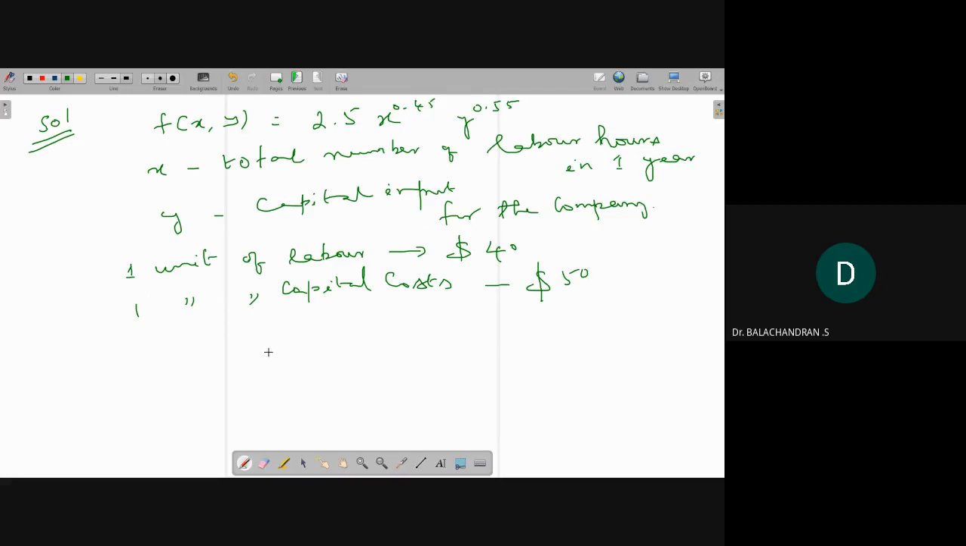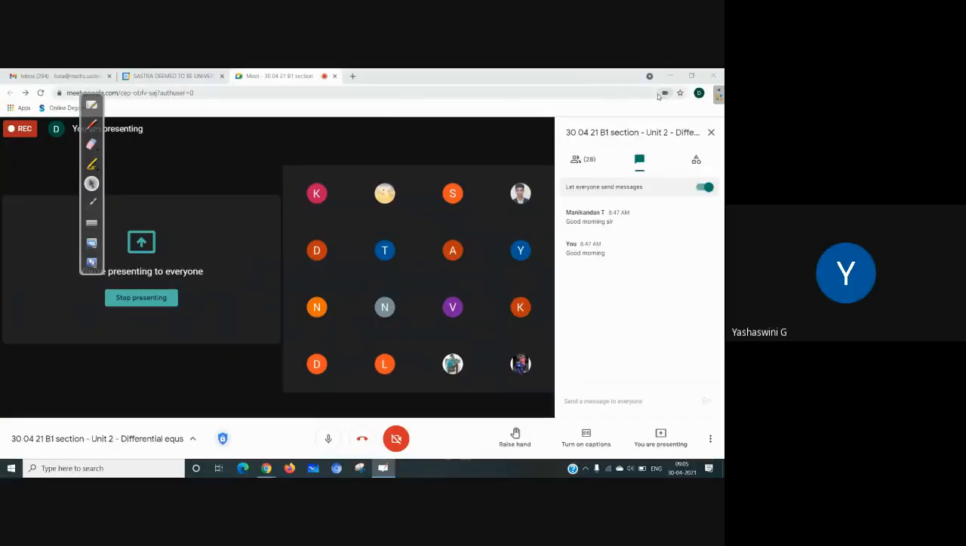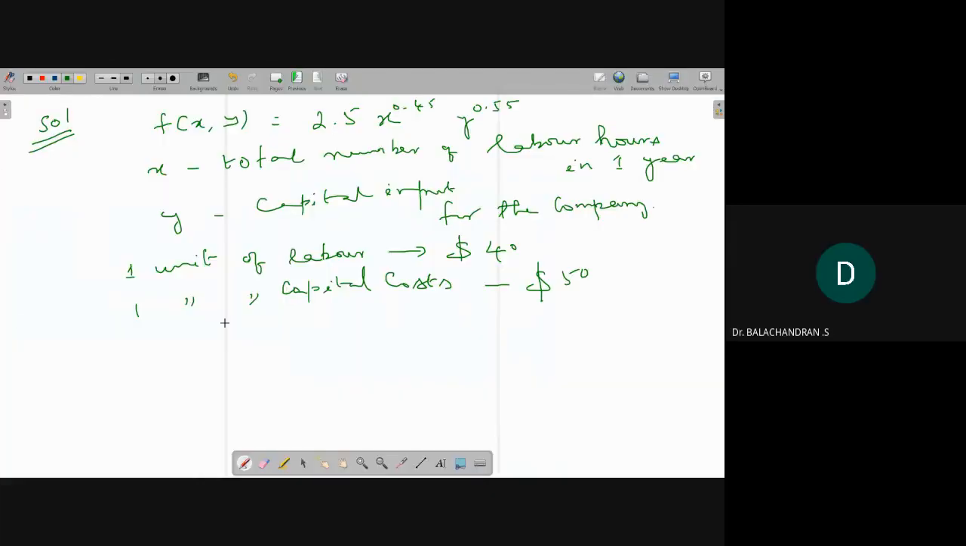So what is the constraint? 40x plus 50y equals 500,000. Yes. 40x plus 50y is equal to 5 lakh.